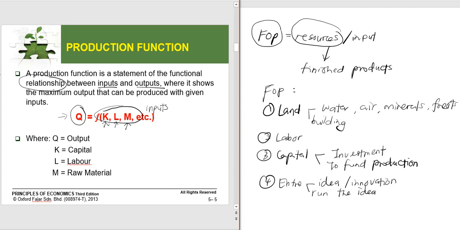Okay, so let's say if you have 3 labor and 4 machineries, for example, so how much output can you produce from that use of input. Okay, so this is what we call a production function. It shows how much output you can produce with a certain number of inputs.